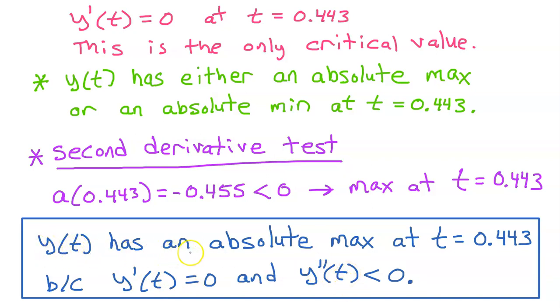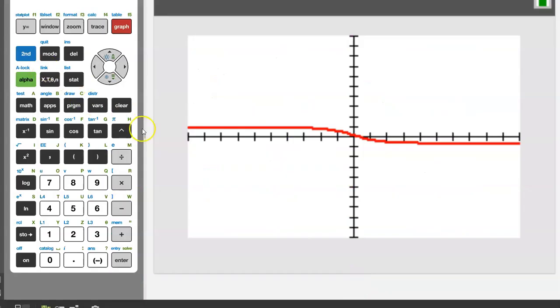Y at t has an absolute maximum at t equals 0.443 because y prime is equal to 0 and y double prime is negative. If the second derivative test seemed a little too complicated, you might prefer to use the first derivative test. Remember, this is the graph of velocity. In other words, this is the graph of the first derivative.